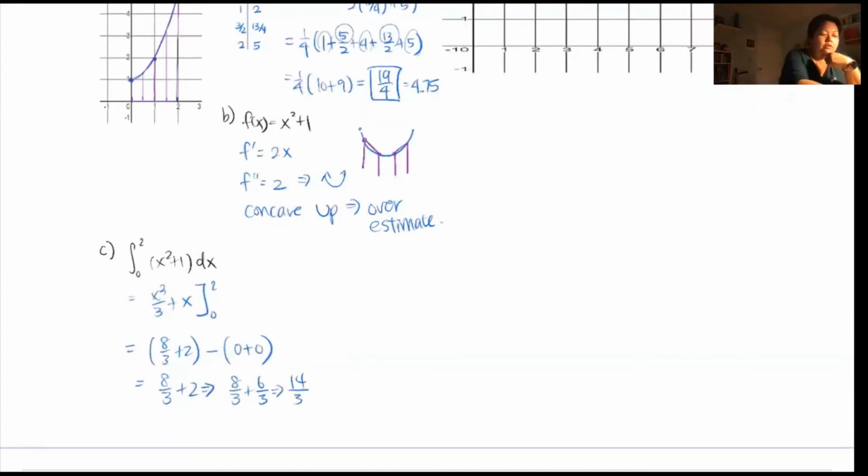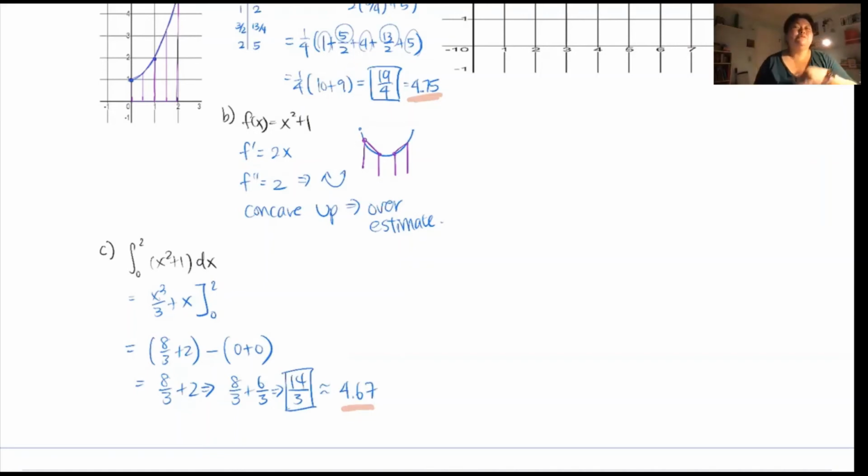Okay, now you want to figure this out. 14 over 3, if I divide it through, that is about 4.6666, so 4.67, right? How is that compared to my approximation? My approximation was 4.75. My actual value is 4.67. Not bad at all, right? Again, I usually use money to compare. I'm off by 8 cents. That's not so bad, okay?